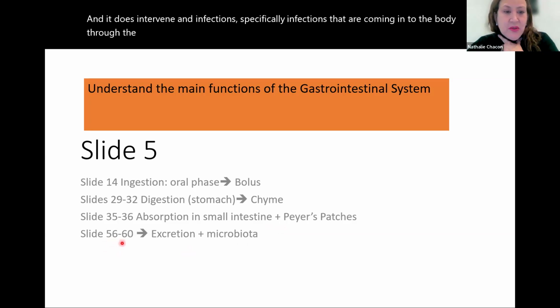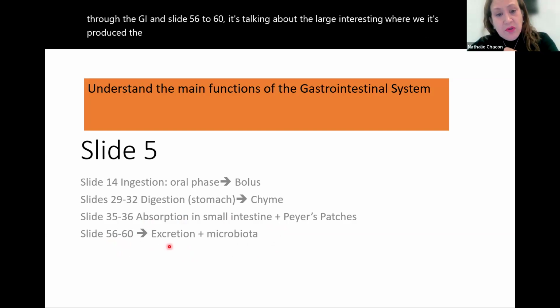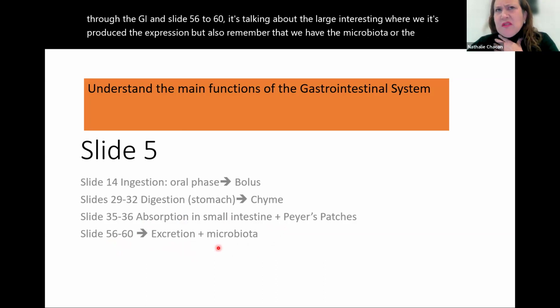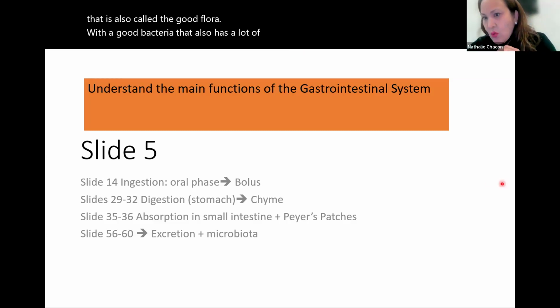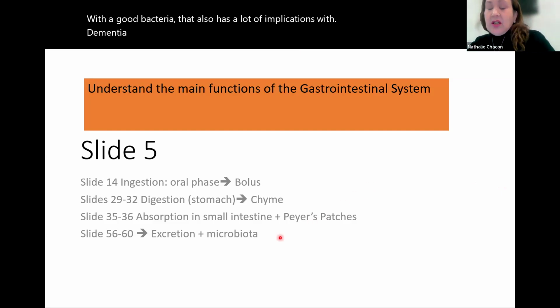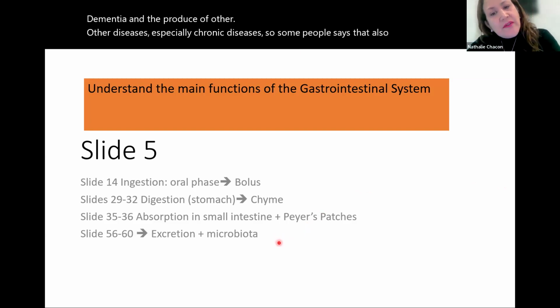Slides 56 to 60 talk about the large intestine, where excretion is produced. But also remember that we have the microbiota or microbiome, also called the good flora or good bacteria, that also has a lot of implications with dementia and the production of other diseases, especially chronic diseases. Some people say that microbiota has to do with diabetes type 2.